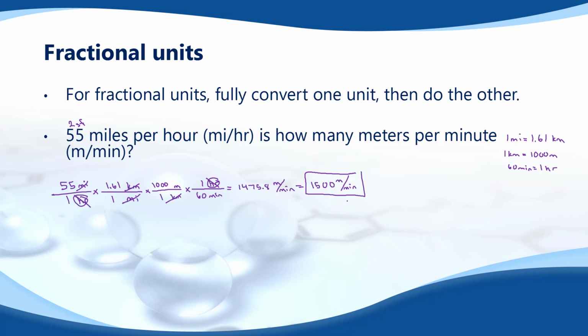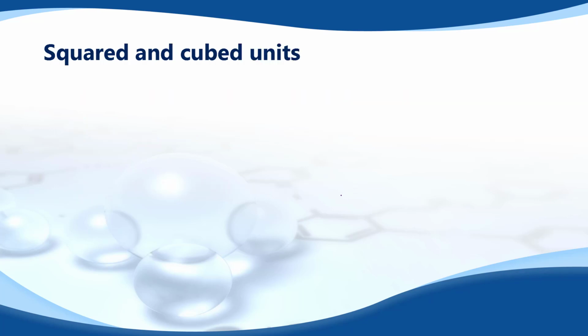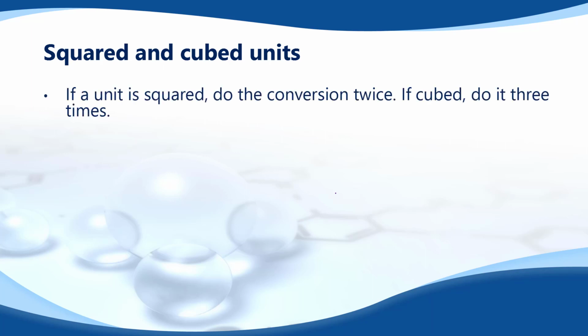Now, what do you do if you have an area, which is a squared unit, or a volume, which is a cubed unit? This is actually really easy. All you do is you do the conversion as many times as you see the exponent. So if it's a squared unit, you do your conversion twice. If it's a cubed unit, you do your conversion 3 times. What we have here is 1.2 meters cubed. We want to turn that into centimeters cubed. We know that there are 100 centimeters in 1 meter.